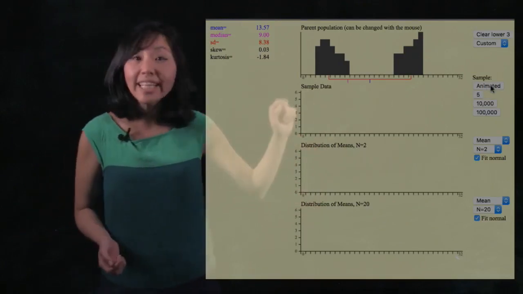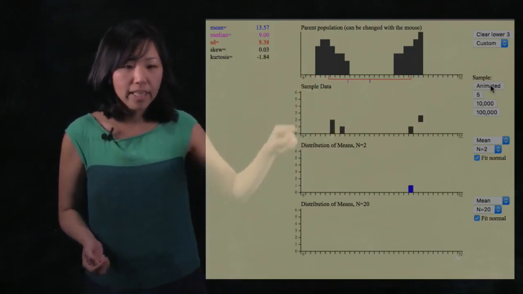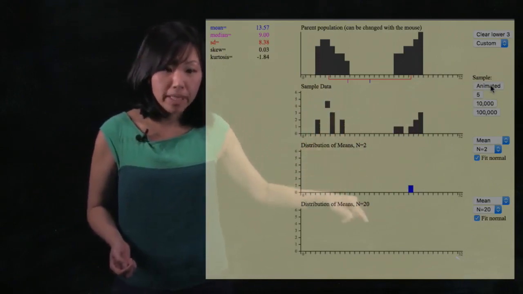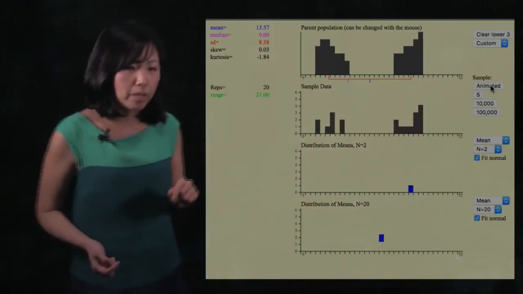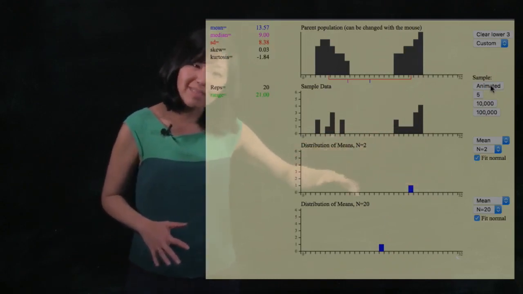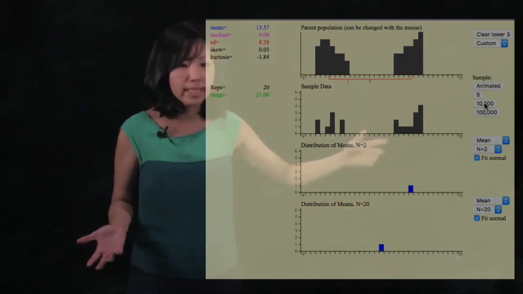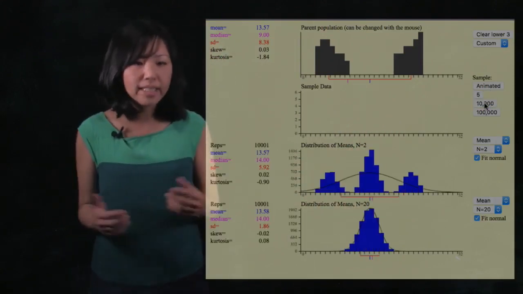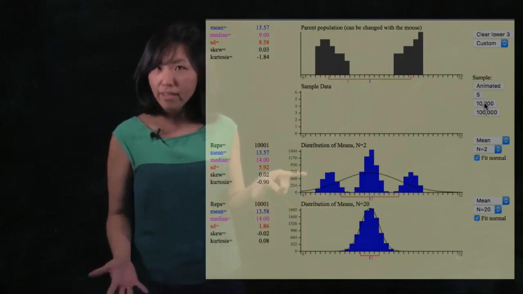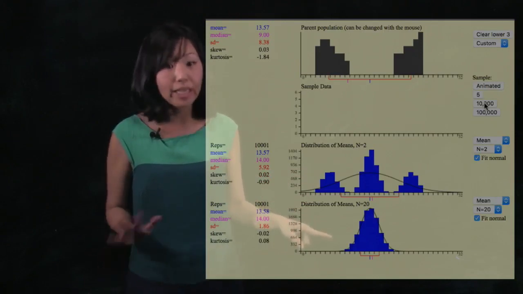Let's check. So let's take a sample of 2. So it's going to take a sample, drop it down, and now it's going to take a sample of 20 data points and drop down that mean right here. And we'll see, how does the sampling distribution look? Is this going to be at least somewhat normal? What's going to happen? Let's see. 10,000 samples. Oh, whoa, I don't know if we thought about that one, right? This looks pretty good. N equals 20 looks pretty good.